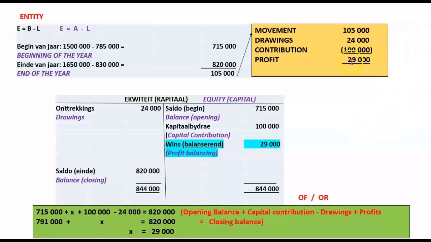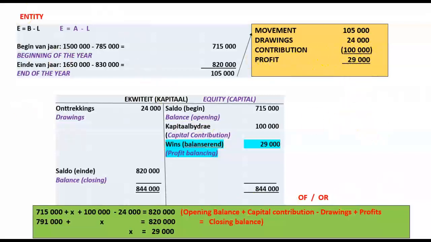Or I could have said the movement that took place in my equity account, i.e. the difference between opening balance and closing balance, was 105,000. Drawings was 24,000, which reduced our equity, so I'm going to add it back. And then I'm going to say, well, capital contribution, which is nothing to do with profits, that was 100,000. So it means that the profit was 29,000.